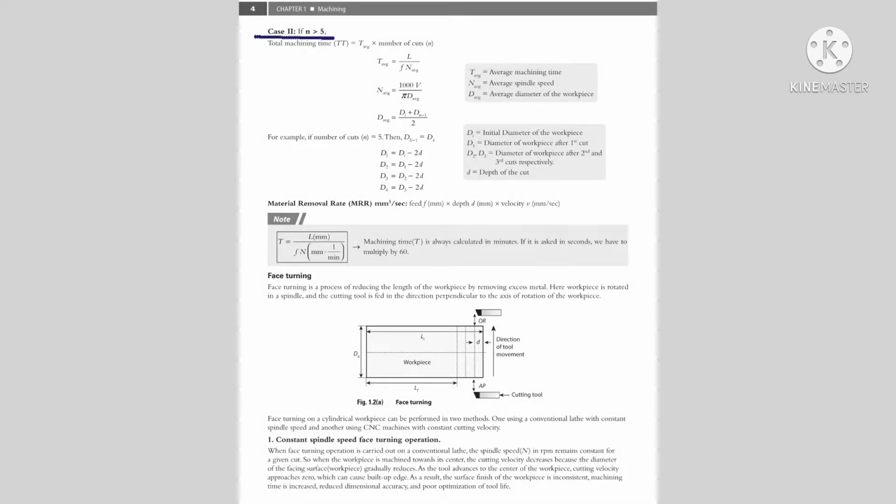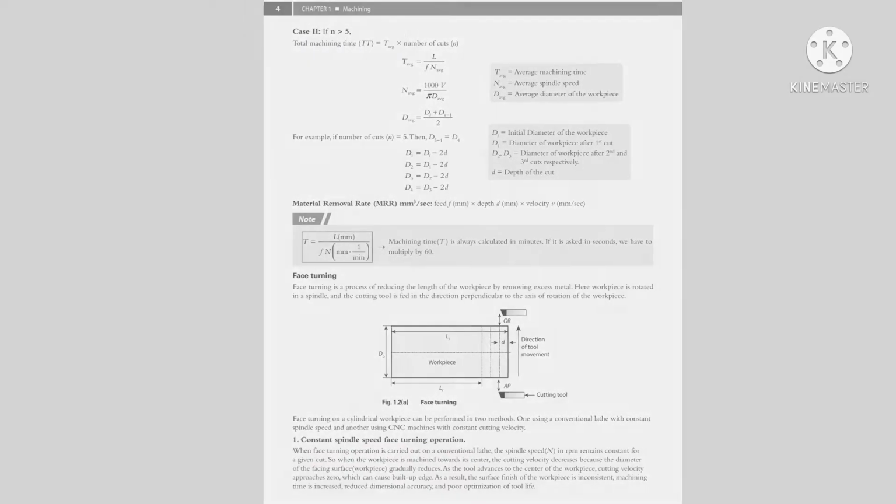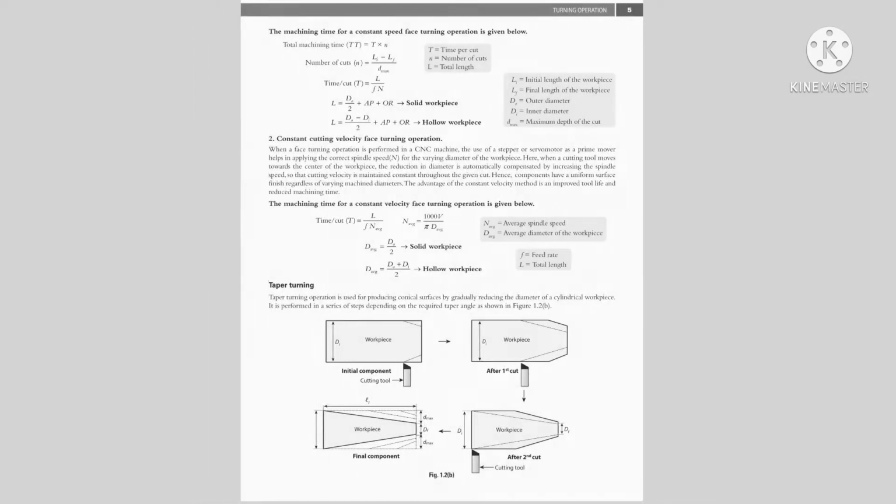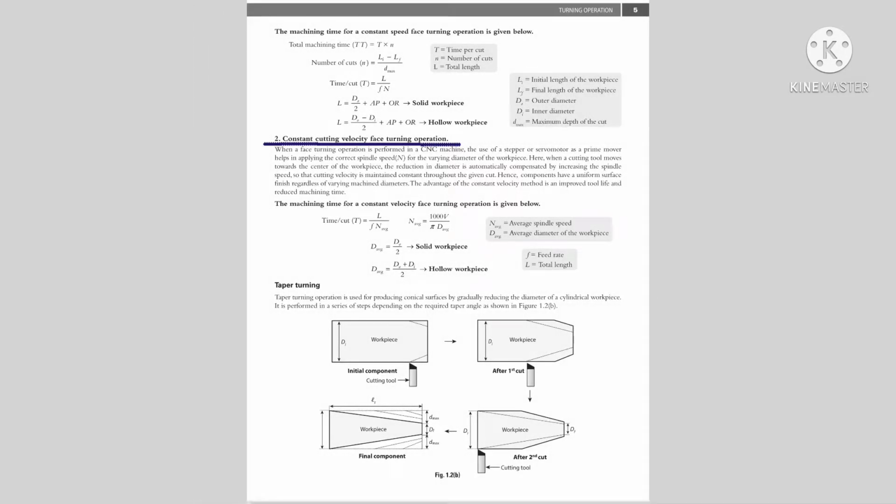The next topic is the face turning operation. It is defined and explained with the help of a diagram, followed by an expression for constant speed and constant cutting velocity in detail. Next we have the taper turning operation.